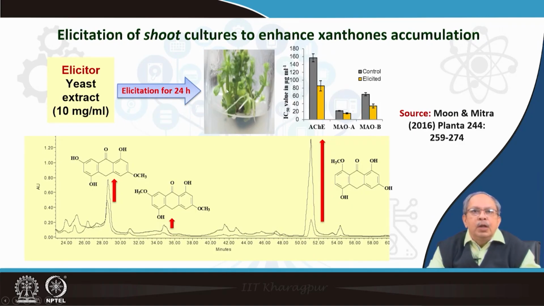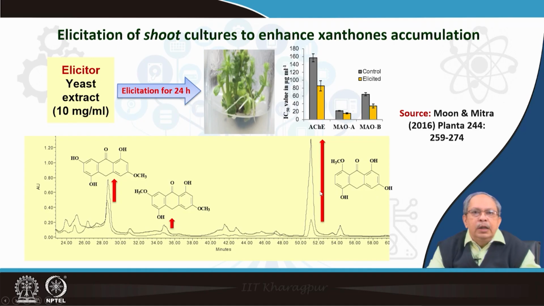Another good example was Hopia. So, Hopia shoot cultures were treated with yeast extract, autoclaved yeast extract, and as a result of that, there is a rapid upliftment of the xanthones. So, the bottom one is basically the control one, and this is the upliftment, and the red arrow indicates how much rise in the metabolites.